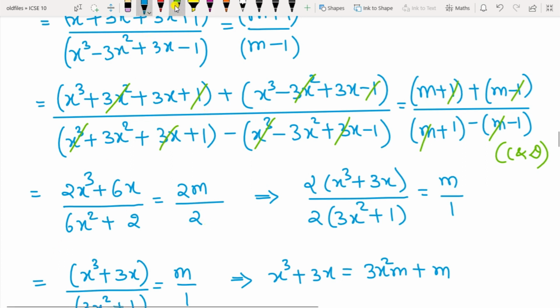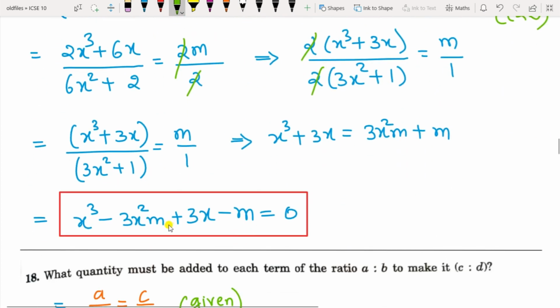Now you can again cancel here 2, and if you take out common 2 from this side, here also 2 will get cancelled. Do the cross multiplication and bring all the terms to one side, and this is your required result.